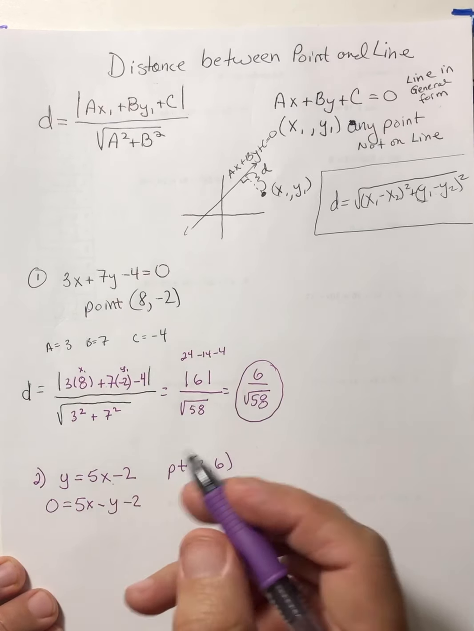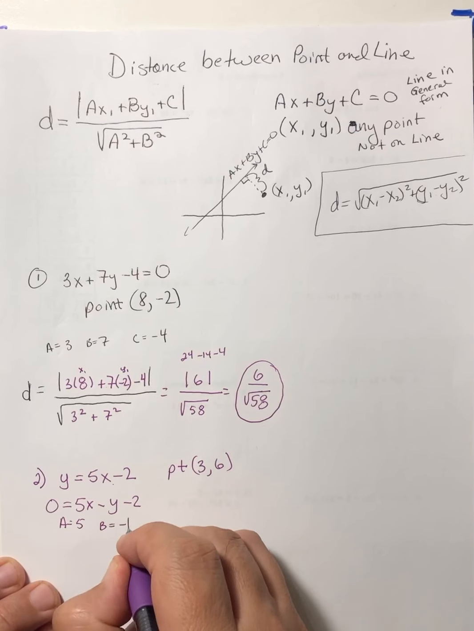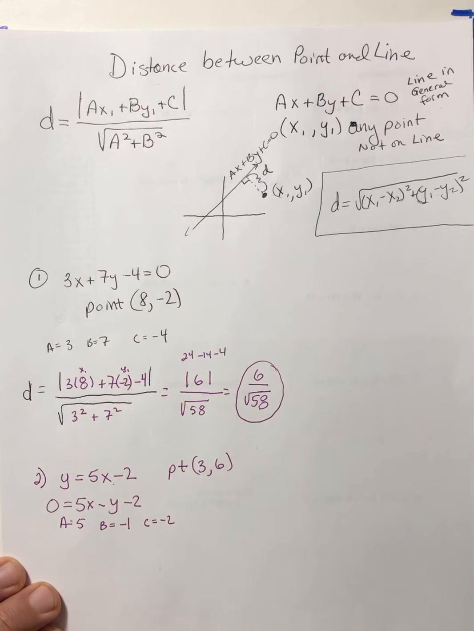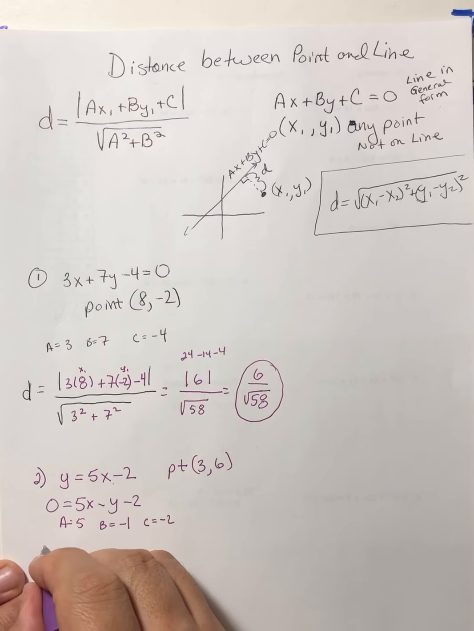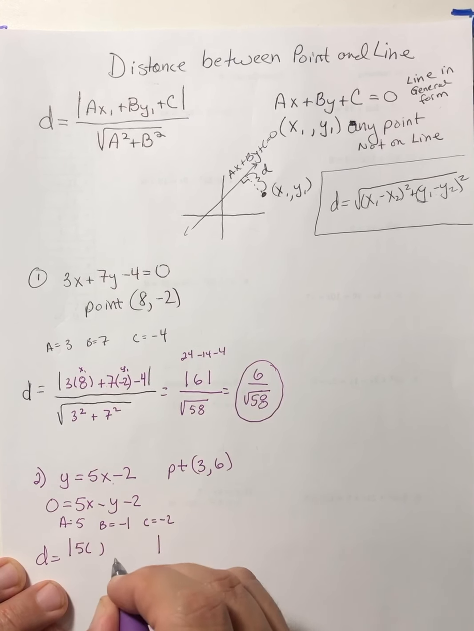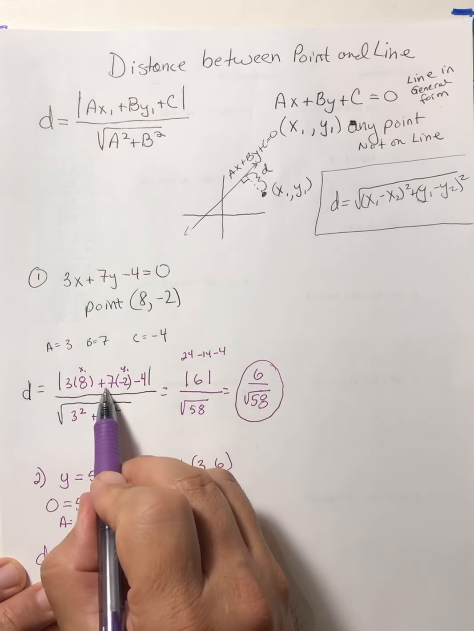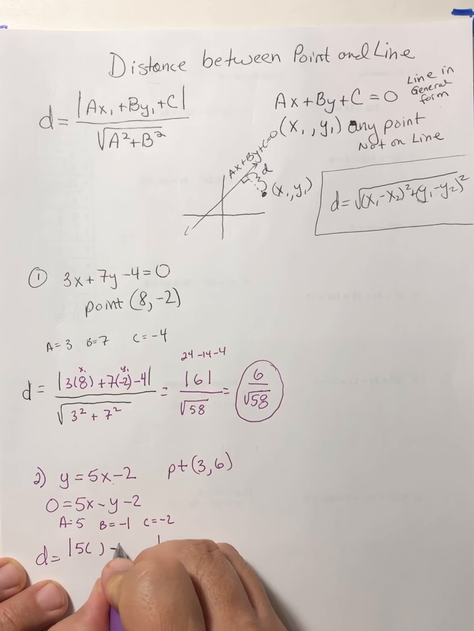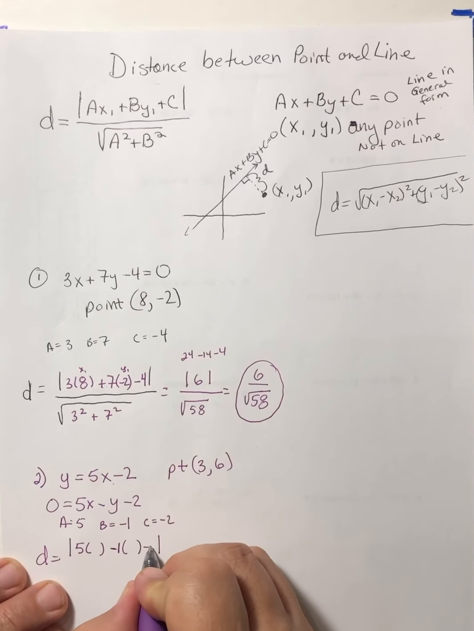All right, so now what's your a? That's right, it's a 5. The b, negative 1. And the c is negative 2. So it's just a matter of filling in blanks now. So d equals the absolute value of 5 times something. Remember, the formula says plus, but because your b value is negative, I'm just going to put negative 1 times the quantity. And then we have minus 2.